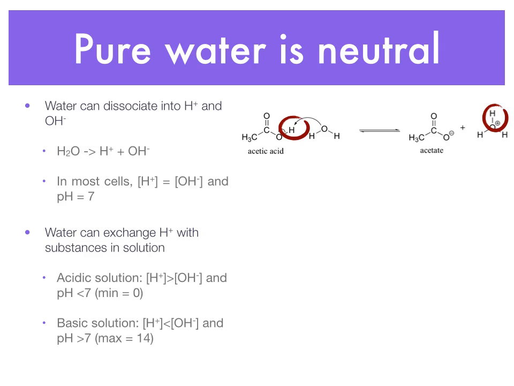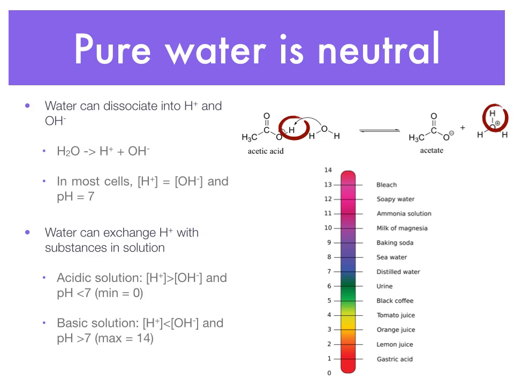And it will create the acidic substance. So when the amount of protons is higher than the amount of hydroxide ions, or the concentration of protons is higher than the concentration of hydroxide ions, then the pH of the solution is below 7, down to a minimum of 0, and this solution is said to be acidic. In contrast, if you have a lower concentration of protons compared to the concentration of hydroxide ions, then the pH is above 7, with a maximum of 14, and this is a basic solution.